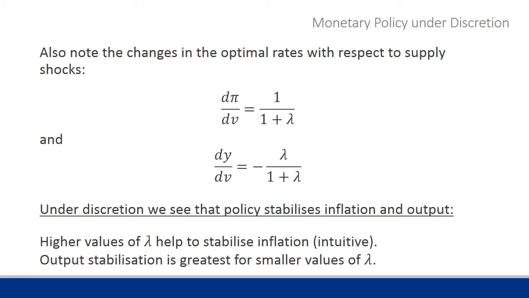So higher values of λ will make a smaller reaction of inflation to the supply shock, and that is intuitive in the respect that it was λ, the weight that the policymaker puts on inflation in the loss function. Also, output stabilization is greater for smaller values of λ, which again is intuitive.